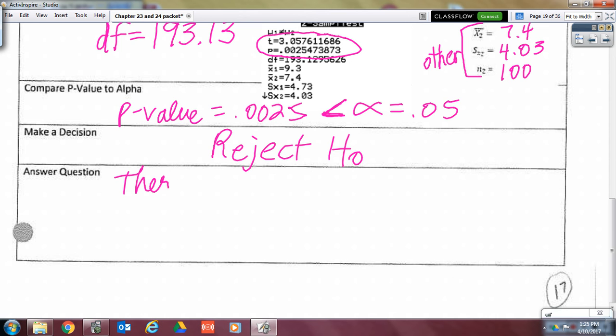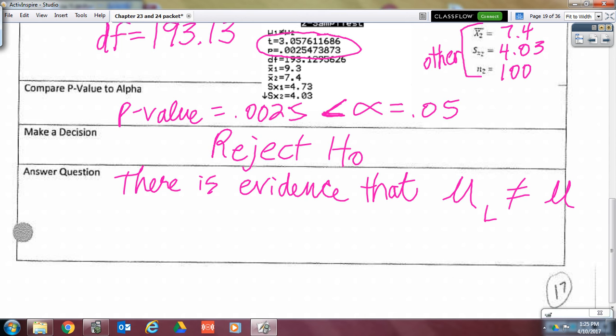There is evidence that, and you could write this out in words on the test or the quiz, but we can shortcut it for now, that the mu of L is not equal to the mu of O. That's the alternative. So we can't do that on this? Not on a test or quiz. On a test or quiz, you have to write it out. So you would say, there is evidence that the average weight loss of all of the low-fat diet is not equal to the average weight loss on all of the other diet. I think you could write out what the symbols mean.